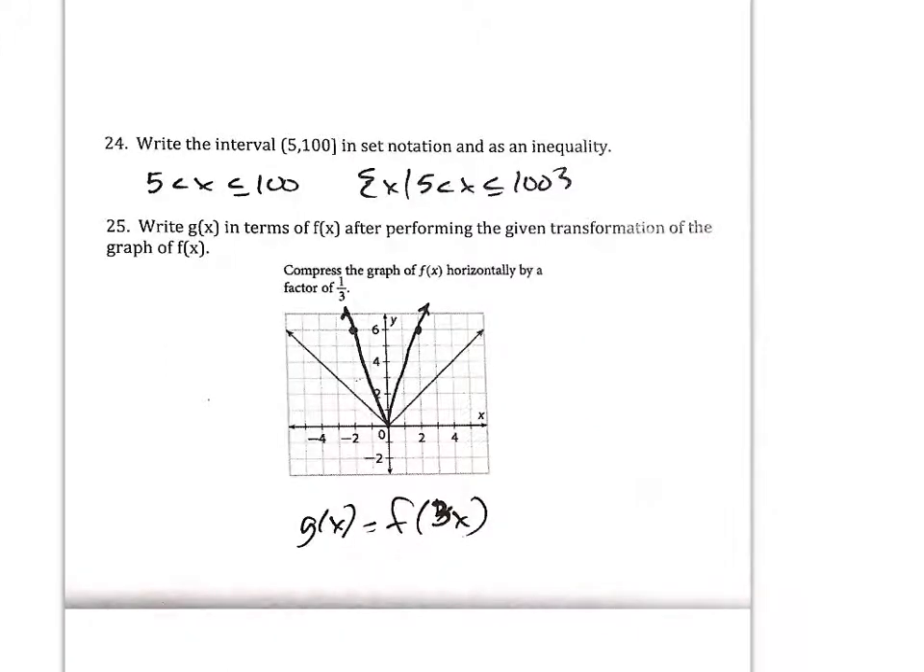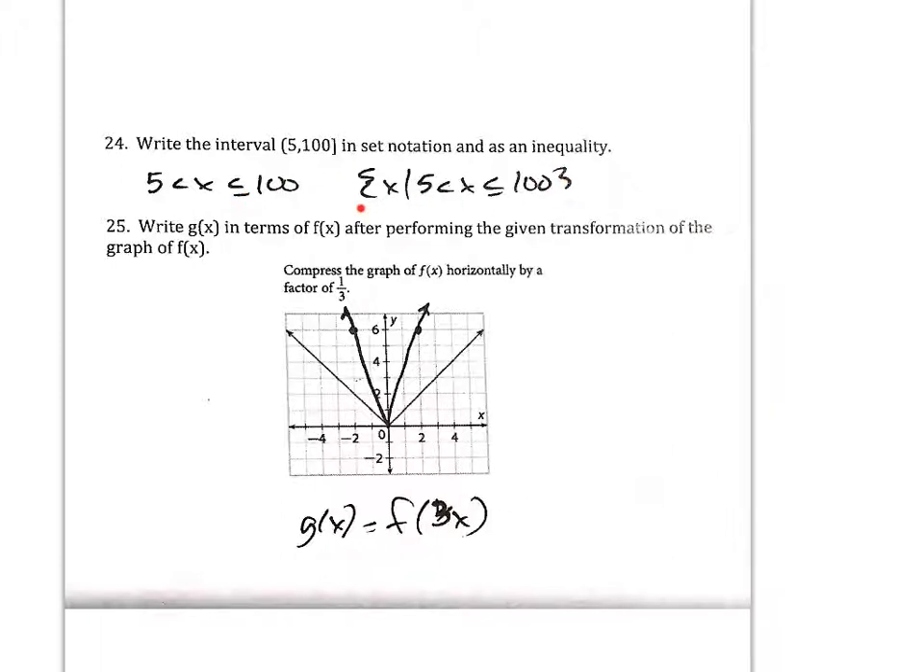Last page, 24 and 25. This is the very first thing. This is like number 1 on your test last week. Write it as set notation and as an inequality. Because that's a parenthesis, you do not put an equal sign with the 5. Because that's a bracket, you do put an equal sign with 100.